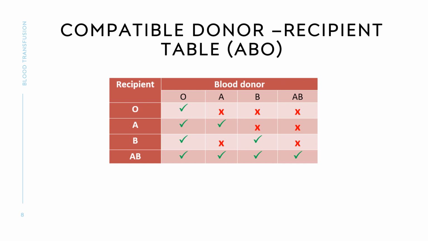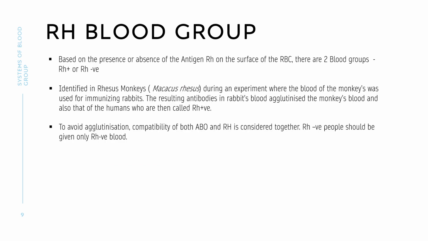So let's move on to the next type, which is the RH blood group. The RH blood group is where we get the positive and the negative. There is an antigen called RH, which is again present on the surface of RBC. Now, depending on whether the antigen RH is present or absent, the blood groups can be RH positive or RH negative. Now, RH comes from the word rhesus.